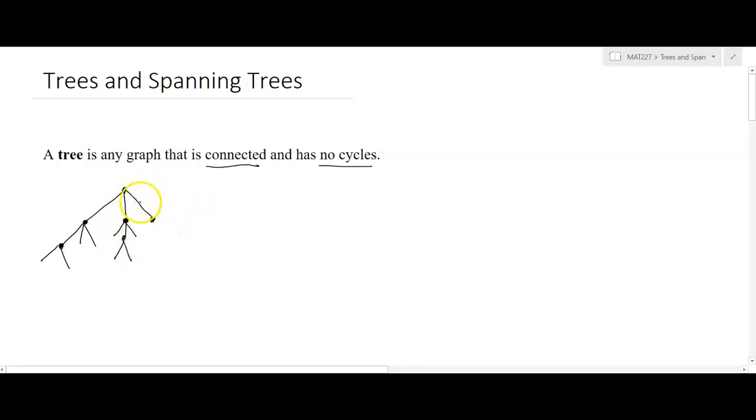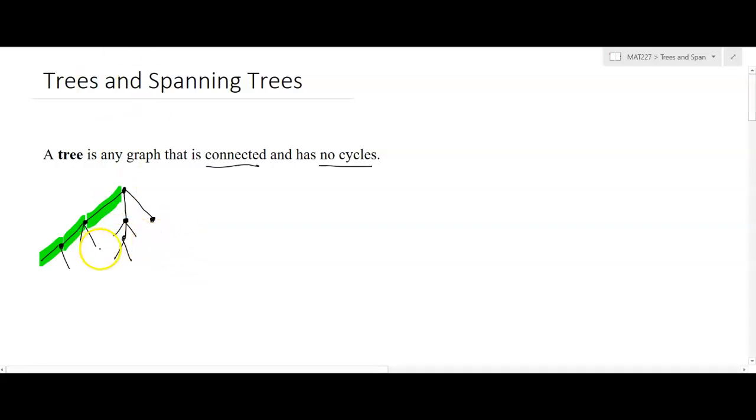Now you notice that I cannot start at any vertex and get back to that same vertex without hitting other vertices that I've already visited. So for example, if I took this path here, and then this path here and this path here, the only way to get back would be to revisit the existing vertices.